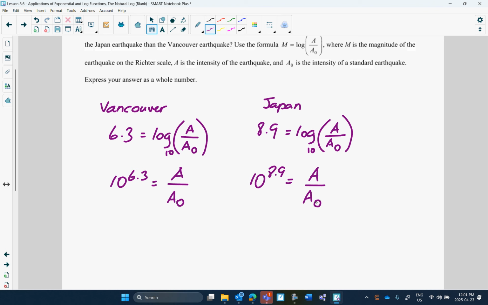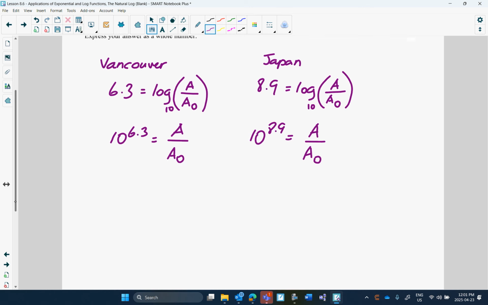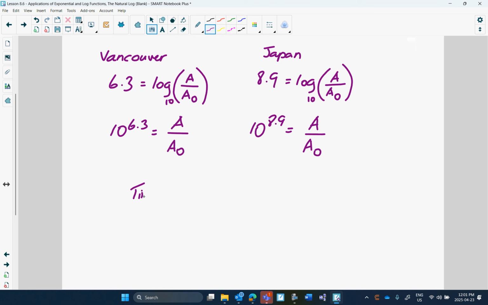Now remember, I just want to find out how many times bigger this is than this. So in this question, it doesn't matter what A0 is. Because if we take the intensity of each earthquake and divide by whatever the standard intensity is, we're still going to get the same proportion. So it really doesn't matter what they are. So don't even worry about it, just leave it there. Because we're only asked to find how many times bigger. So to find the number of times bigger, it's 10 to the 8.9 divided by 10 to the 6.3.